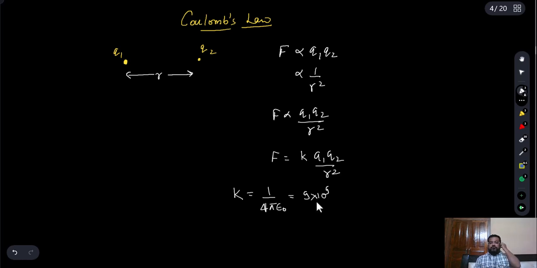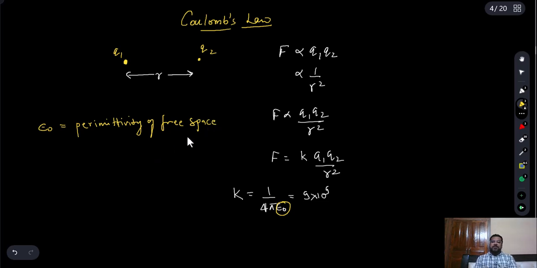Now, this force is the relation F equals k q1 q2 over r square, where k is 1 over 4 pi epsilon naught. Here epsilon naught is a very important thing. Why is it so important? Because epsilon naught is called the permittivity of free space.